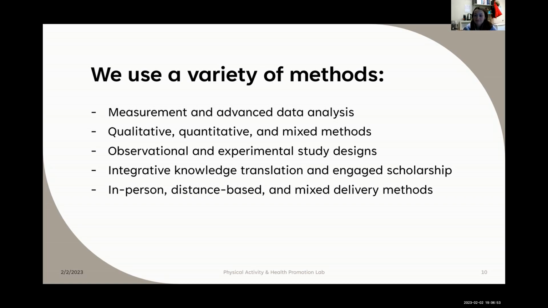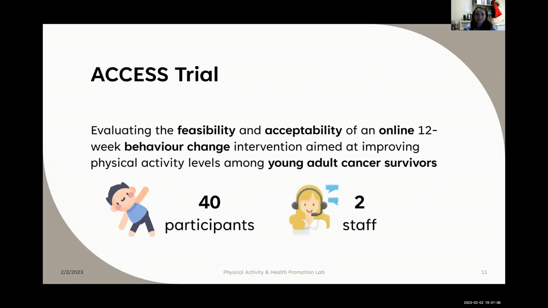And I'll be honest, most of my slides up to now have been pretty vague about what we actually do in the lab. So I do want to give you a better idea of some of the research that's ongoing right now to see if it'd be of interest for you for your projects. So the first one I'll start with is the ACCESS trial. The ACCESS trial is geared towards young adults who are between the ages of 18 to 39 who have been diagnosed with cancer.